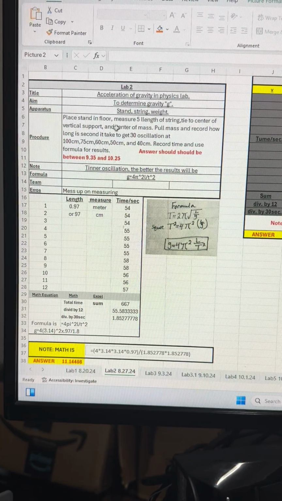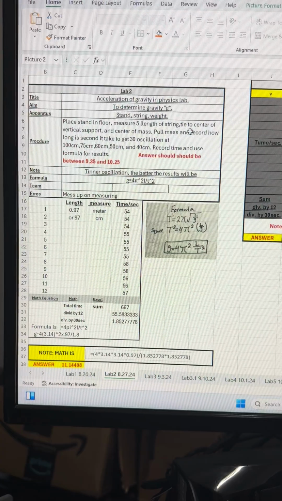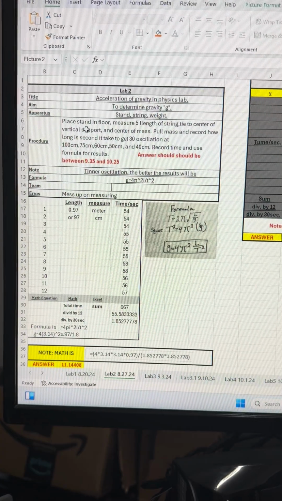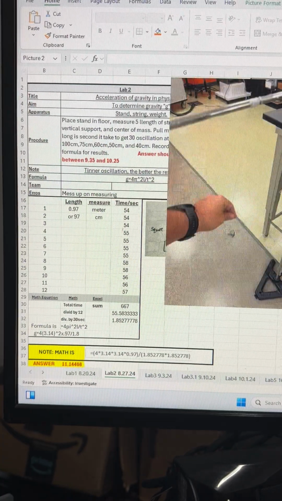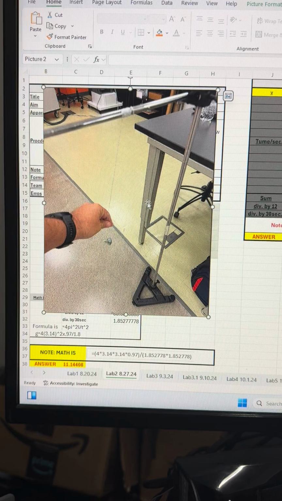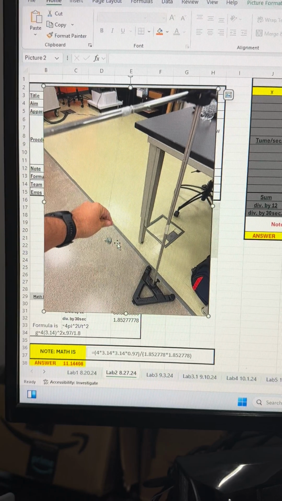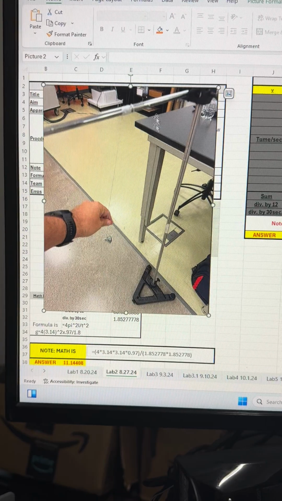What we're going to do is place the stand on the floor, measure 5 lengths of the string, and tie it to the center of the vertical support and the center of the mass. What does that mean? Here's the center of the support right here, and this is our mass. You can't tie it to the bottom, and you can't tie it to the top. It has to be to the center.